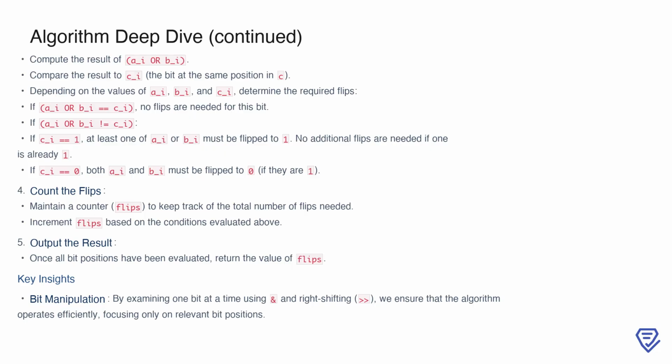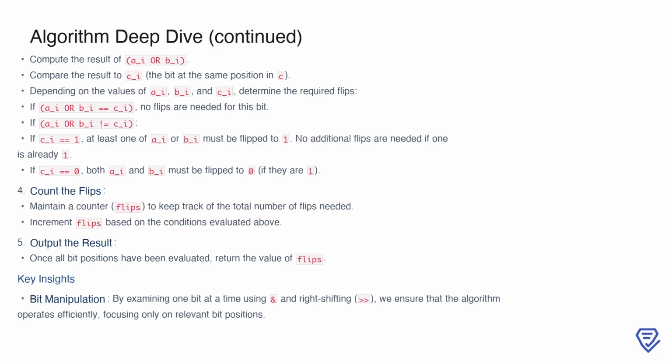If C_i is 1, at least one of the bits A_i or B_i must be flipped to 1. If one of these bits is already 1, no additional flips are necessary. On the other hand, if C_i is 0, both A_i and B_i must be flipped to 0, but only if they are currently 1. To keep track of the number of flips required, we use a counter variable called flips, which we increment based on these conditions. Once all bit positions are processed, the final value of flips represents the total number of flips needed.